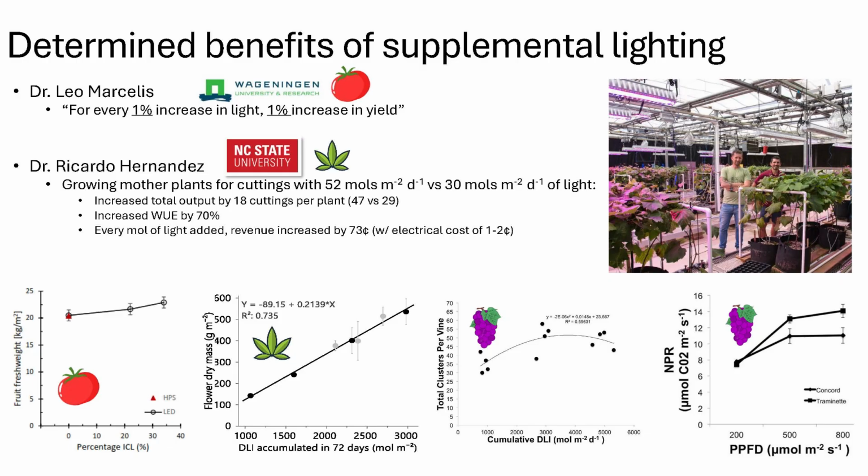I'm going to run through this, but one takeaway you could take home with you is, for example, Dr. Leo Marcellus, a world-renowned tomato scientist, basically quantified that for every 1% unit of light you put in, you get a 1% return or increase in yield. And more recent research has shown that to be true for CBD hemp, for example. All these graphs I won't go through, but basically the horizontal axis shows the amount of light, and as you increase light, you can increase plant productivity.